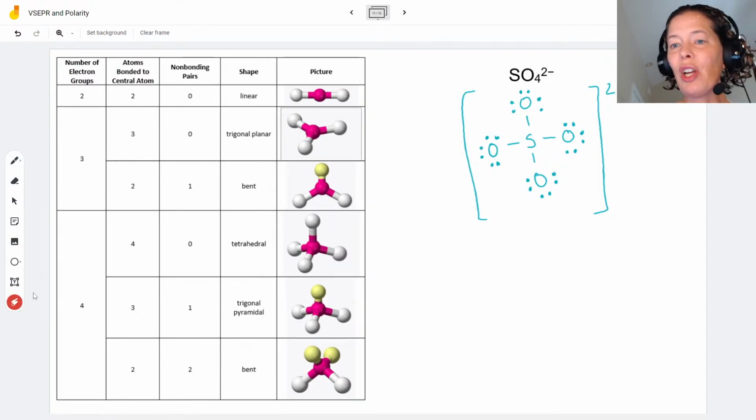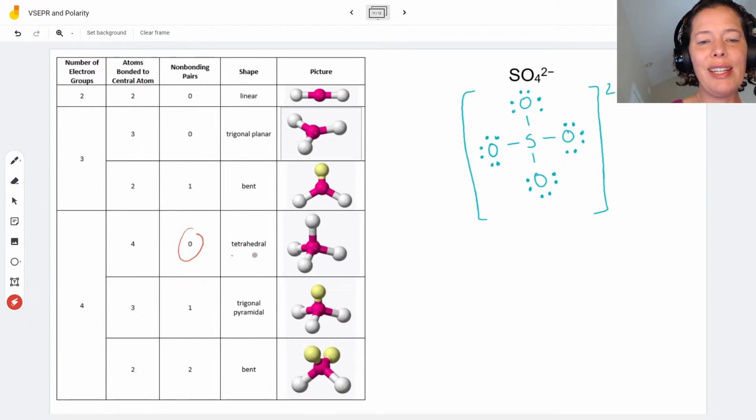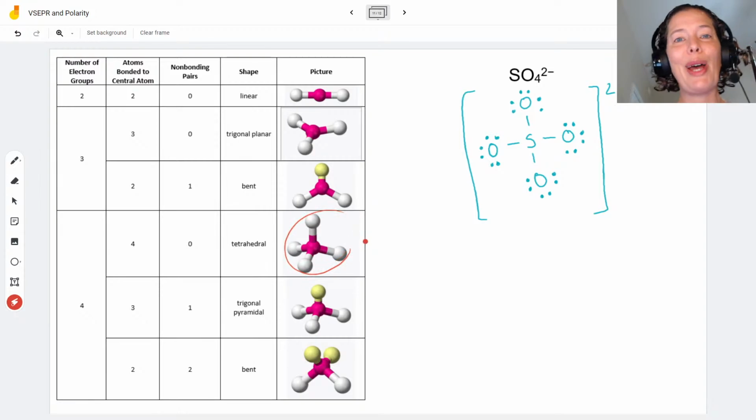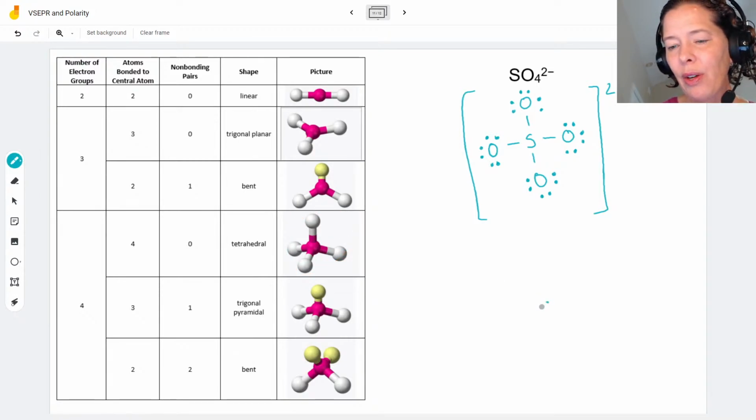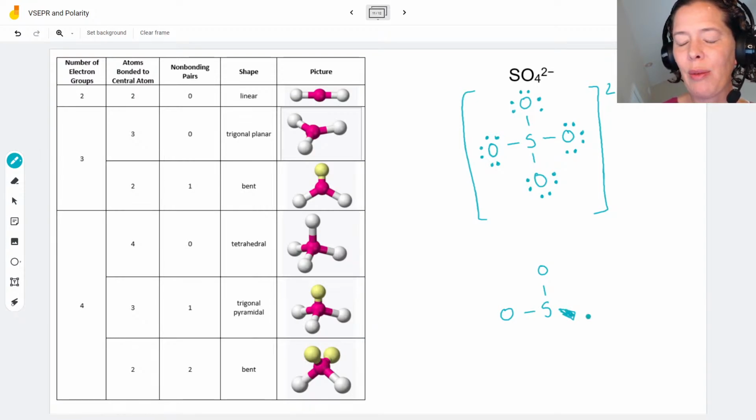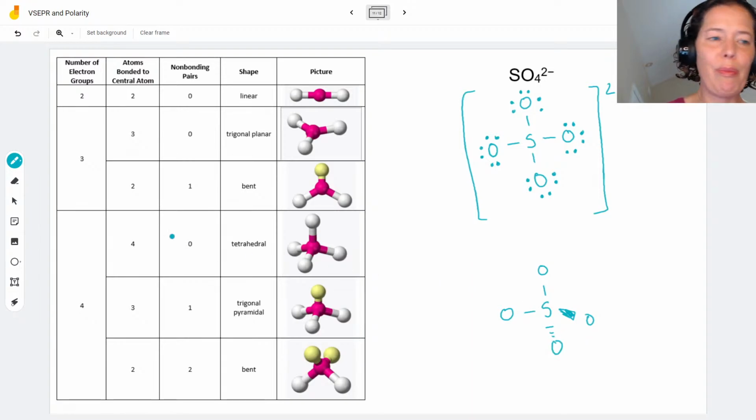Now for molecular geometry, I have no non-bonding pairs on sulfur, and I've got 1, 2, 3, 4 atoms bonded to it. You already know what I'm going for. This is tetrahedral, so I get to use my wedges and dashes again. Okay, so sulfur, 2 oxygens in the plane, 1 oxygen coming out, and 1 oxygen going back.